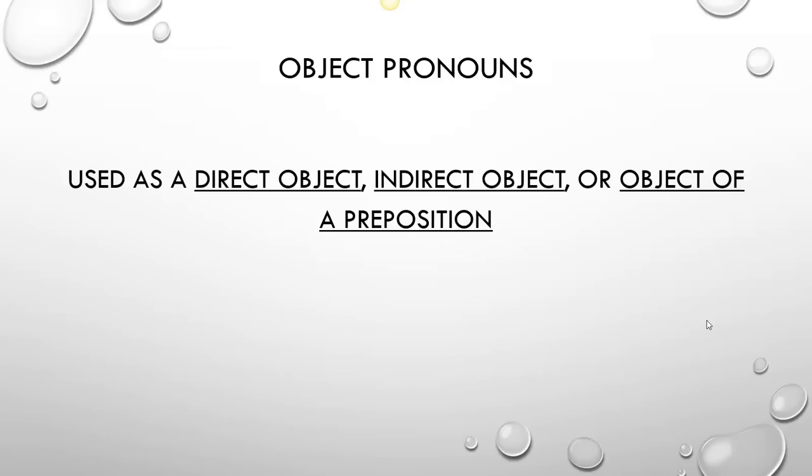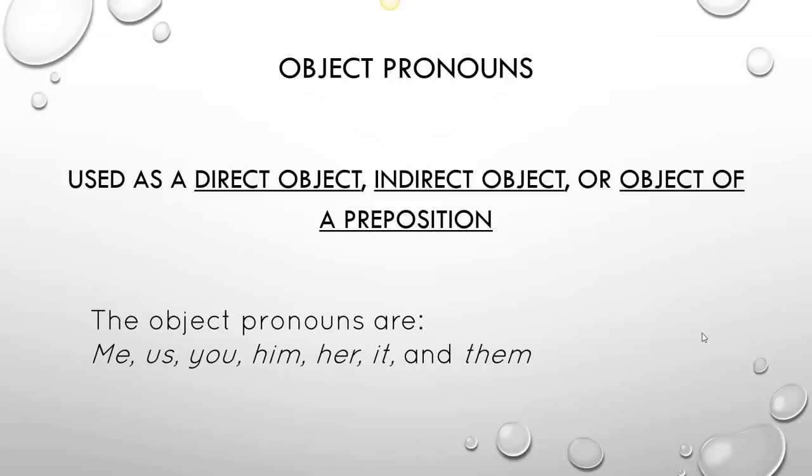Object pronouns are exactly what you think they are. They are pronouns used as objects. So if you remember back from the noun section, we have direct objects, indirect objects, or objects of a preposition.